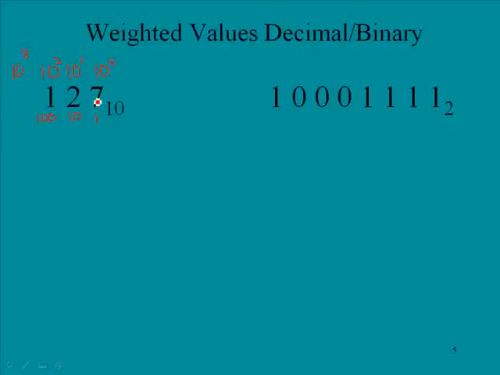So we could say 7 times 1, and we'd say that equals 7. Then the 2 here, 2 times 10 to the first power, which is 10, would be 20. And 1 times 10 to the second power would be 100. So we have evaluated the weight of each digit, and now if we add them up, this is 127, and we come to that value.